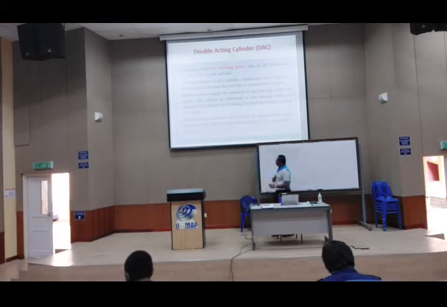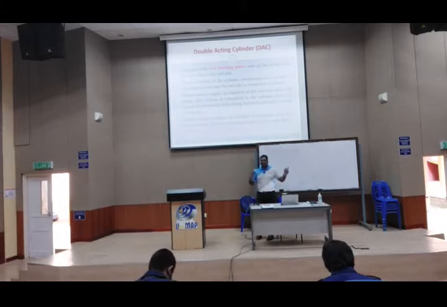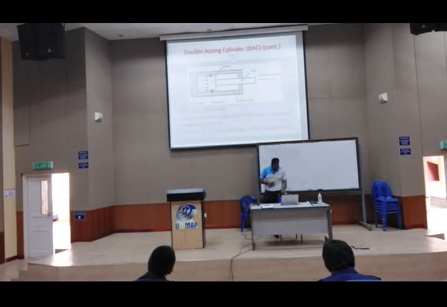Okay, so boleh tengok dekat sini. Diameter dia few mm to 300 mm. Stroke length, few mm up to 2 meters. So, meaning dia ada flexible range. Tak semestinya 2 meter. Dia boleh juga 1 meter. So, ada cylinder yang 50 cm. So, ada juga. Okay, so boleh tengok construction dia.